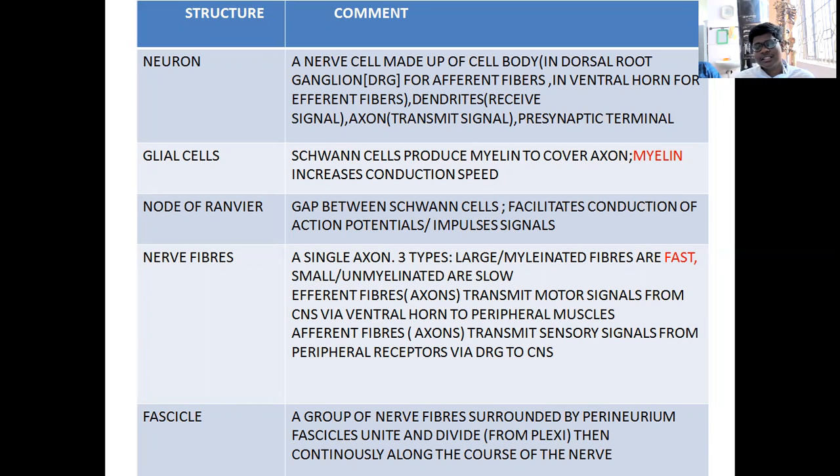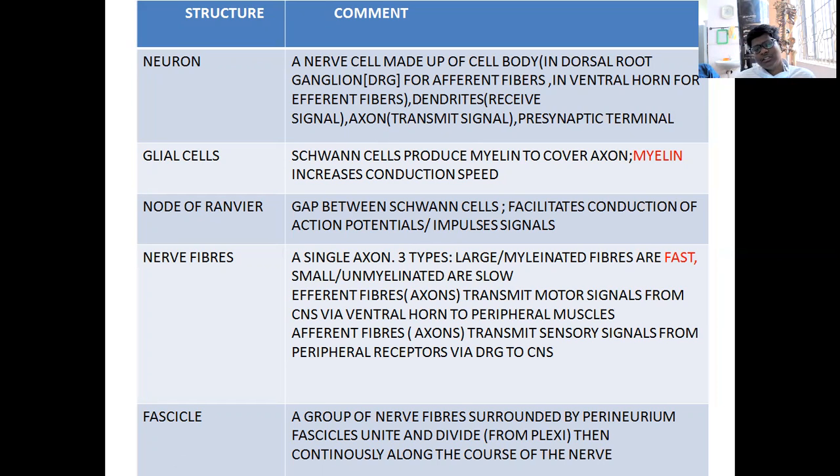The glial cells, Schwann cells, produce myelin to cover the axon, and myelin increases the conduction speed. Then node of Ranvier. Node of Ranvier is a gap between the Schwann cells, which facilitates the conduction of action potential and impulse signals. Then nerve fibers.